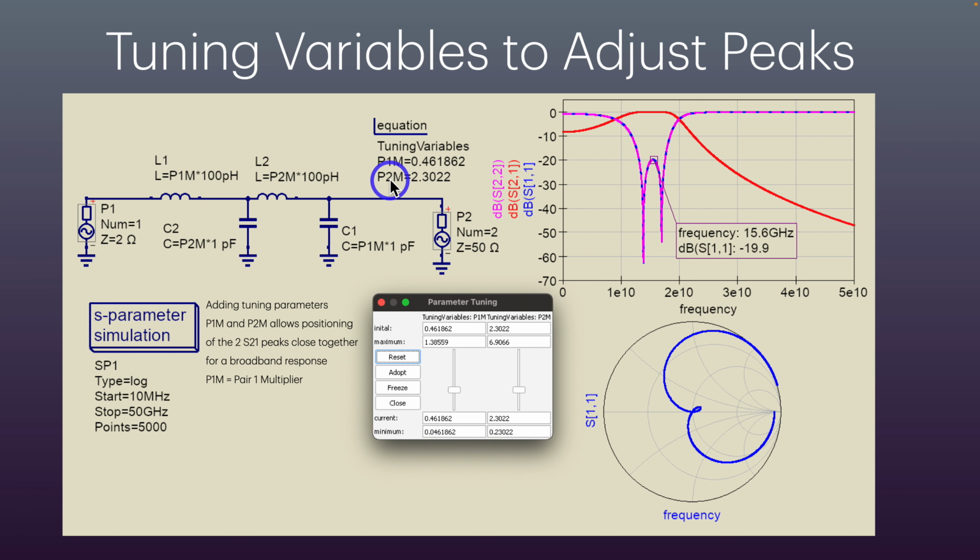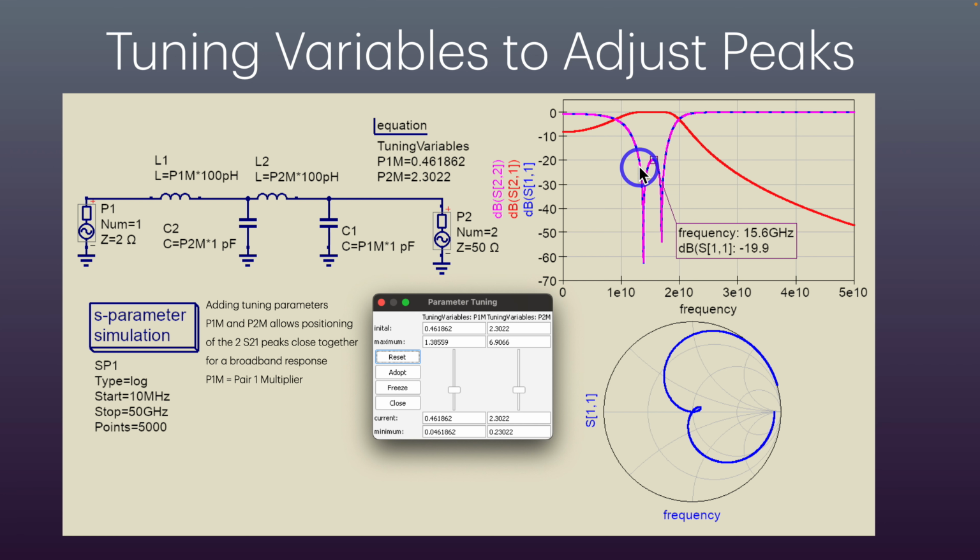And then the P2M is for this L2 and C2, and scales both of those to move that higher frequency trough around. So now, just by moving these up and down, you can move these along and squeeze those two resonances together. So this is more versatile than what I showed earlier on those hand calculations for creating an LCLC match. This one you can adjust any frequency.